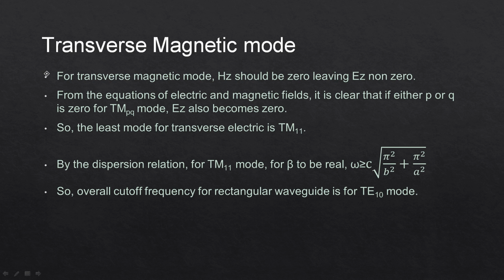Talking about the propagation constant to be real, the cutoff frequency comes out to be omega greater than or equal to C under root of pi square by B square plus pi square by A square. So considering both the modes, transverse magnetic mode and the transverse electric mode, the overall cutoff frequency for the rectangular waveguide is for the transverse electric mode at P equal to 1 and Q equal to 0.